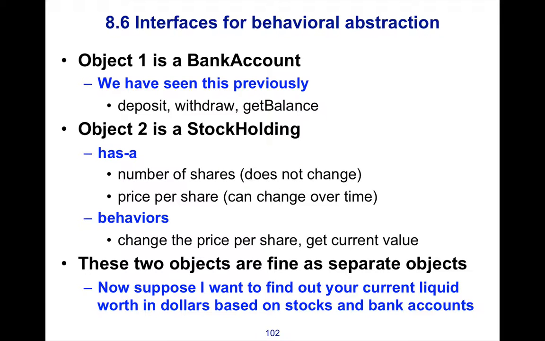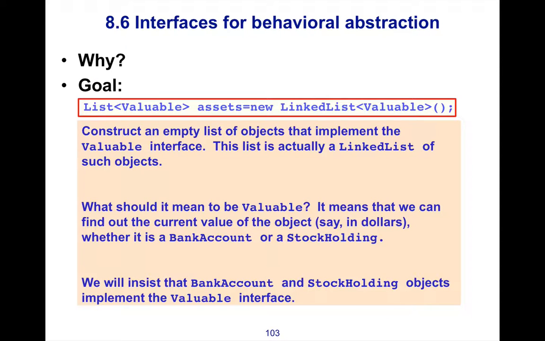But suppose I want to find out your current liquid value, your liquid assets, let's say in dollars, based on your stocks and your bank accounts. To do such a thing, I might create a list of, let's say, valuable objects. So Valuable is the abstraction I'd like here. And it contains a list of all of your assets, say, represented as a linked list. What would it mean to be valuable? It would mean that we can find out the current value of the object, say in dollars, whether it's a bank account or a stock holding object. We're then going to insist that BankAccount and StockHolding both implement this Valuable interface.